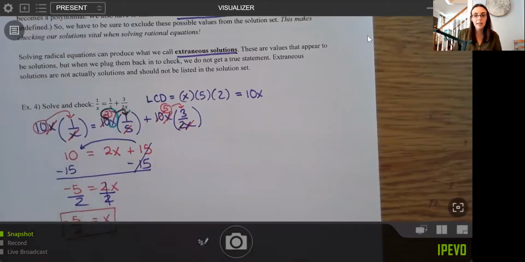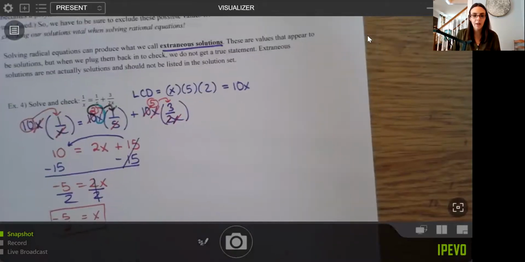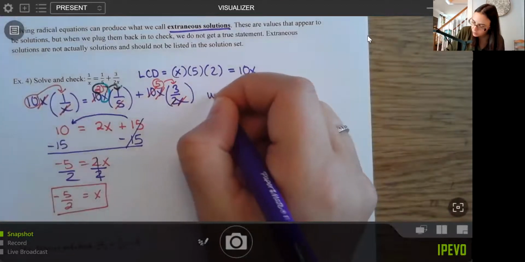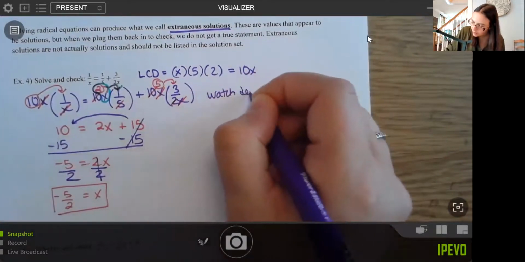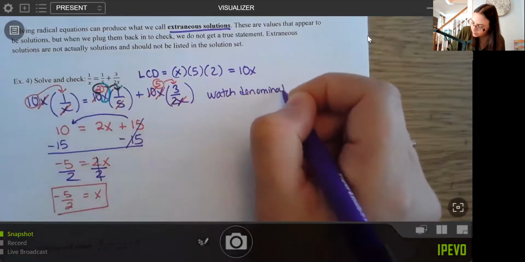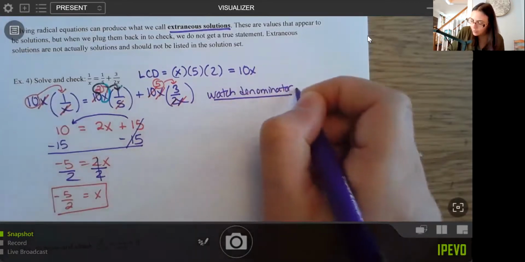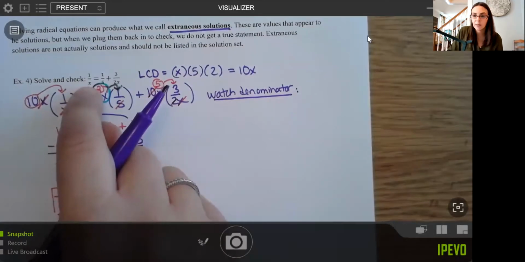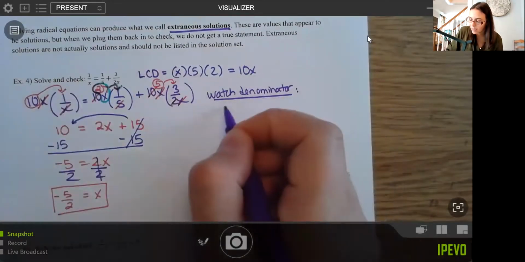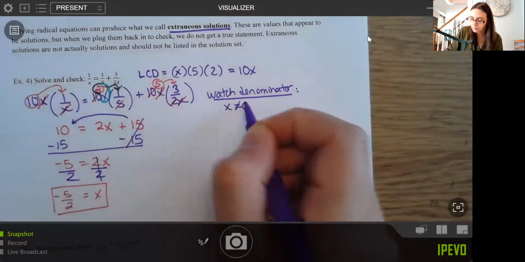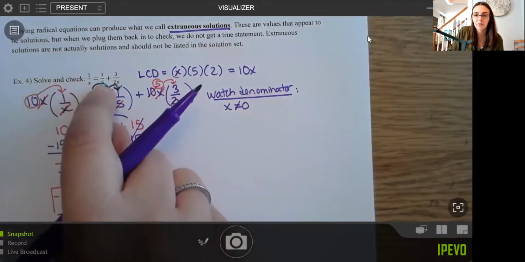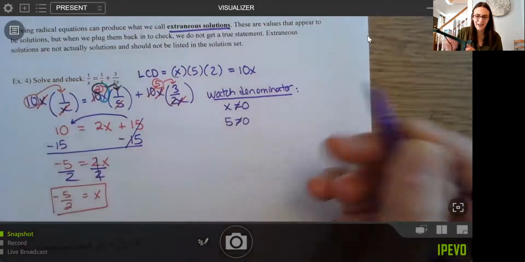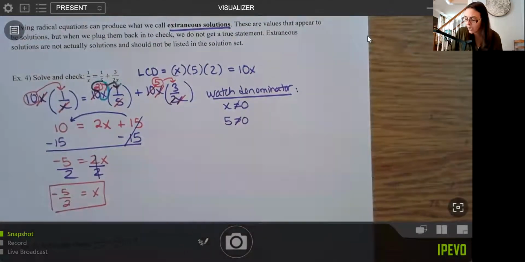Now, we're not quite done yet. We do need to check this. One thing you have to watch out for, just kind of a side note, is to watch your denominator. If I look at my original denominators, I have an x here, and that value cannot be 0. So I need to make sure that x is not 0. Now my next fraction, my denominator is 5. Technically, I need to make sure that 5 is not 0, but that's not going to happen, right? 5 is never 0, so I don't have to worry about that one.